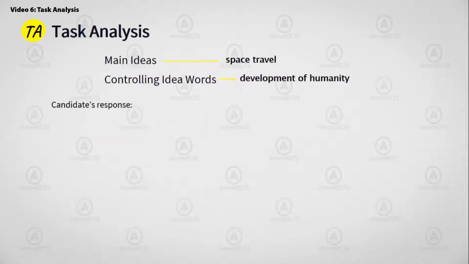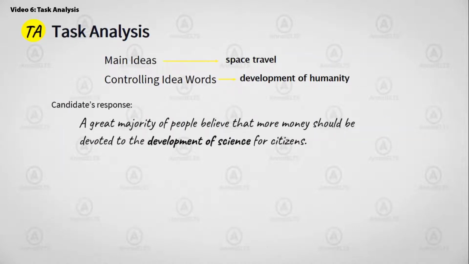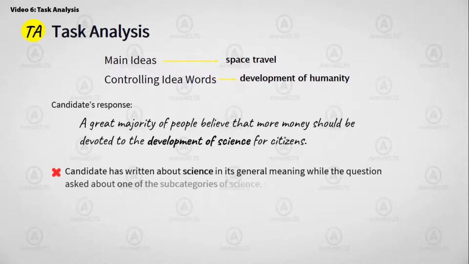Look at the candidate's first sentence response. A great majority of people believe that more money should be devoted to the development of science for citizens. Well, as you can see, here the candidate has written about science and its general meaning, while the question asks about one of the subcategories of science, which is space travel.